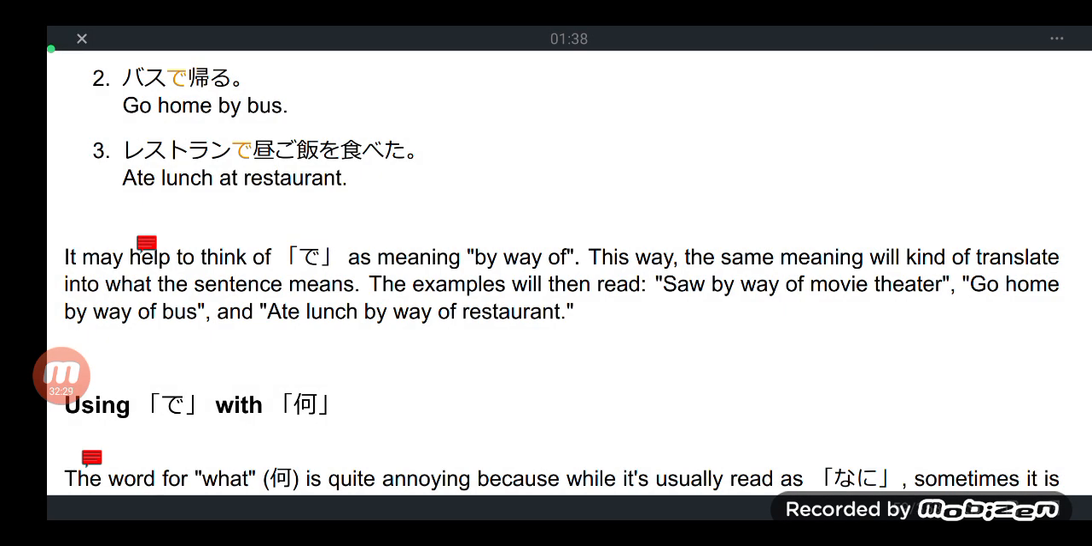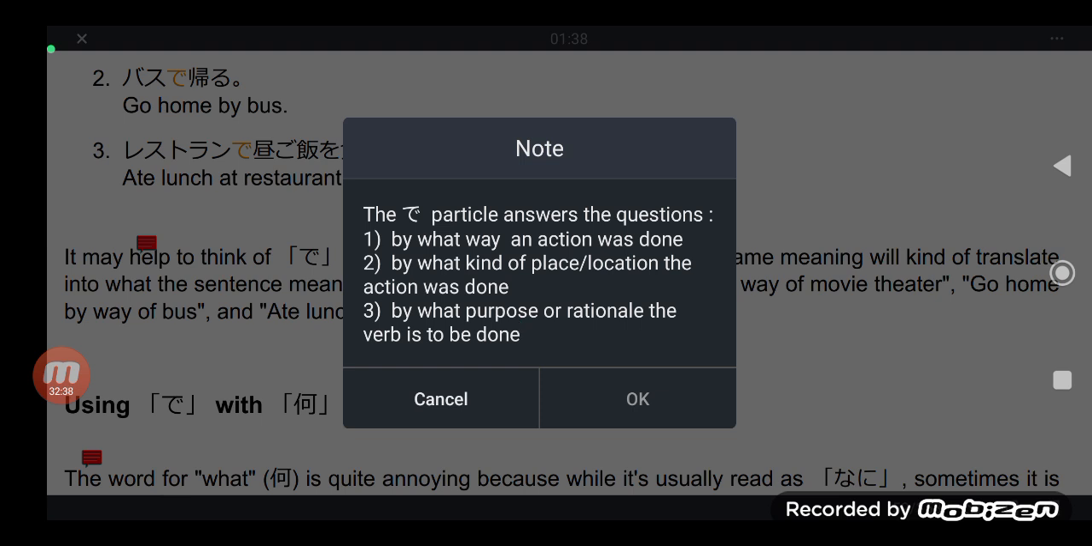So here's the easy way of understanding this, just like a shortcut or an easier way. So this is it. The particle, don't get intimidated by the word contextual, because this is just the summary of the de particle. The de particle must answer, or answers, the questions by what way an action was done, or it can also function as answering by what kind of place or by what kind of location the action was done.